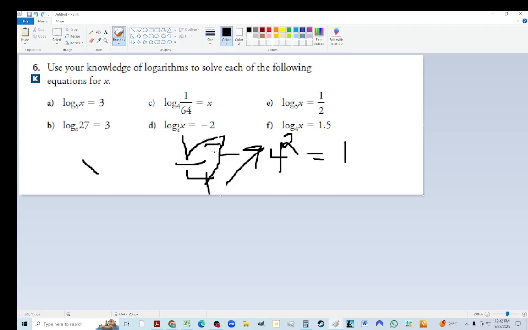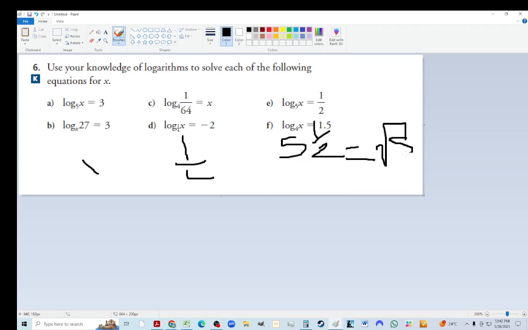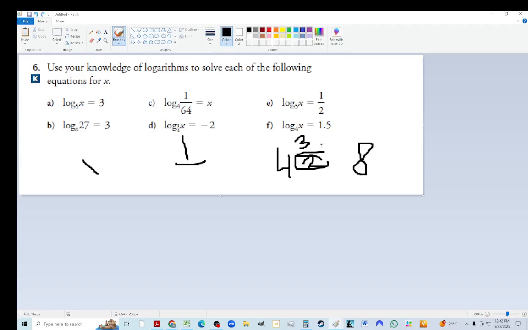You can always use your calculator too. This says, what's 5 to the power of a half? They don't want the real answer. It's just the square root of 5. This says 4 to the 1.5 is equal to x. But keep in mind, 1.5 is the same as 3 divided by 2. This is a square root. What's the square root of 4? 2. 2 to the power of 3? 8. So that means 4 to the power of 1.5 is 8.